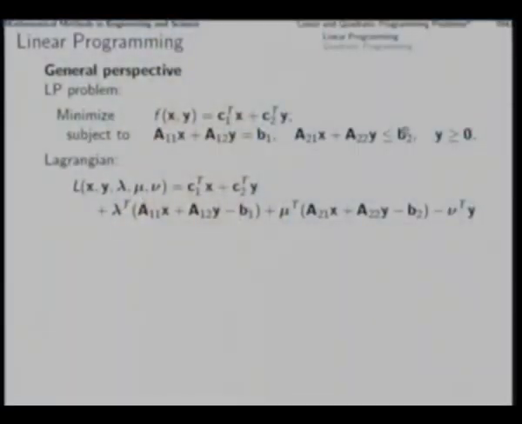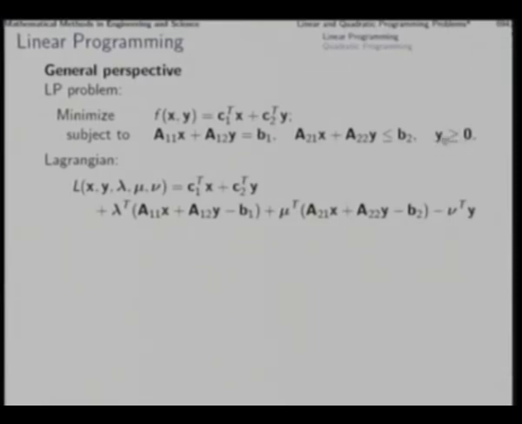Now, in the general style of a general constrained optimization problem, if you try to work out the Lagrangian of this problem, then what will that be? That will include the original variables, Lagrange multipliers lambda corresponding to these equality constraints, and Lagrange multipliers mu corresponding to these inequality constraints, and another set of Lagrange multipliers nu corresponding to these inequality constraints. These are also inequality constraints.